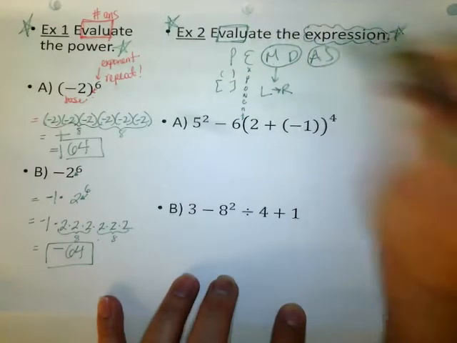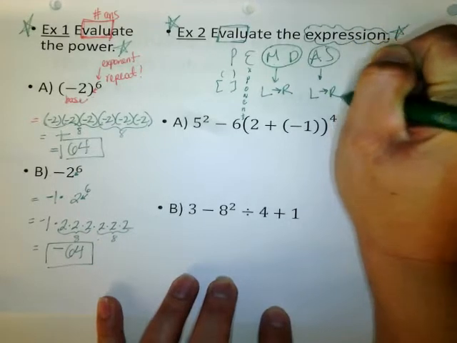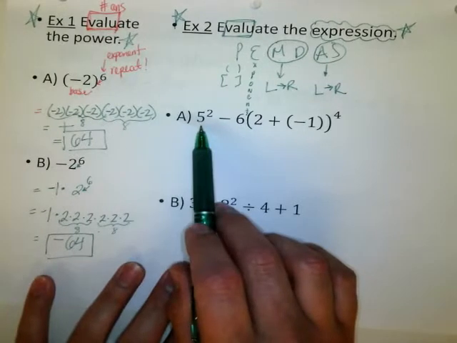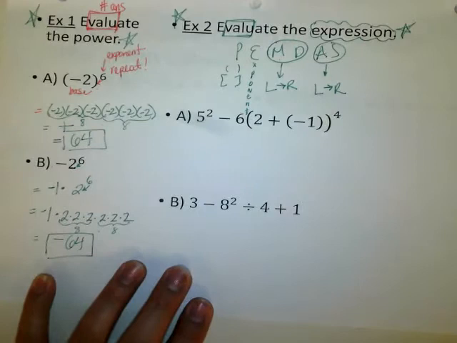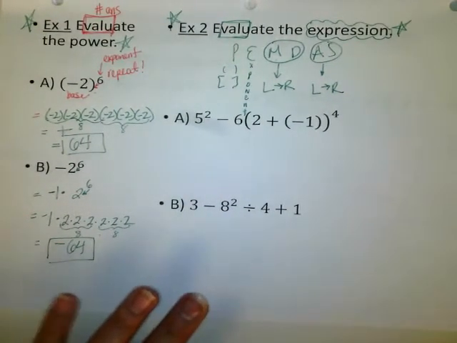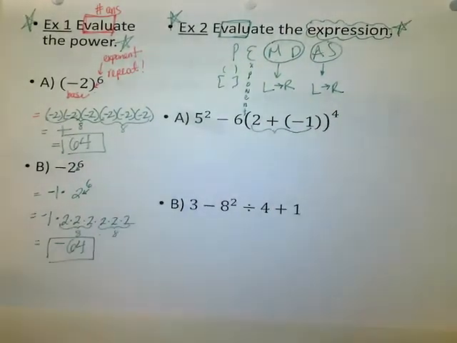What about addition and subtraction? Same thing. You do them in order from left to right. If you have a subtraction on the left, addition on the right, you do the subtraction on the left first because it came first. Okay, in order from left to right. Really, really important. So here we have 5 squared minus 6 times the quantity 2 plus the negative 1 raised to the 4th power. What do you want to do first? Parentheses. Sure, we have a set of parentheses and we have an operation in between. So we want to clean up that set there.